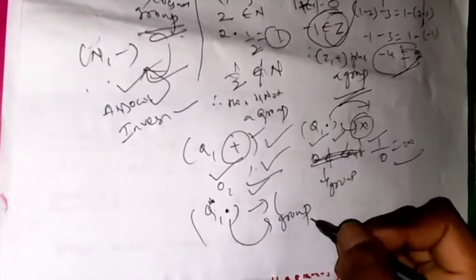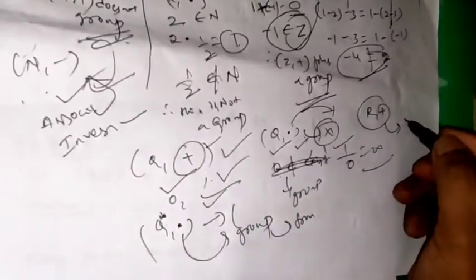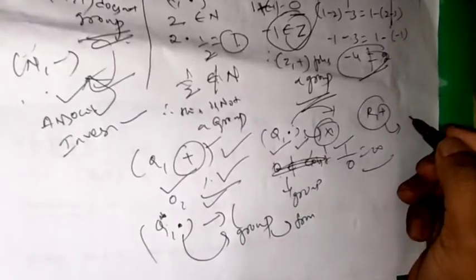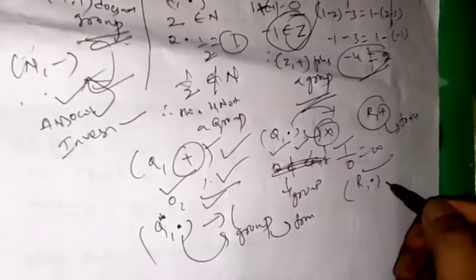Yes, this satisfies the group properties and this forms a group. And (R, +) is a group. Yes, this satisfies all the conditions. Okay, and this satisfies the inverse, identity, all the conditions, so this forms a group. Okay, does (R, ·) form a group?